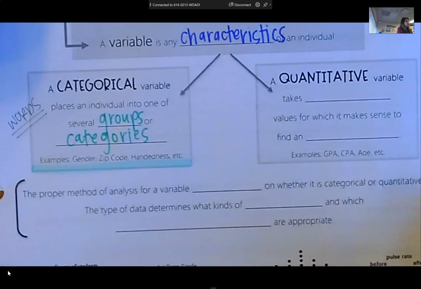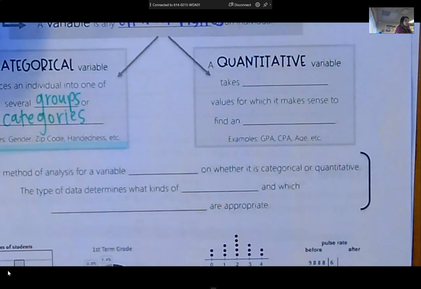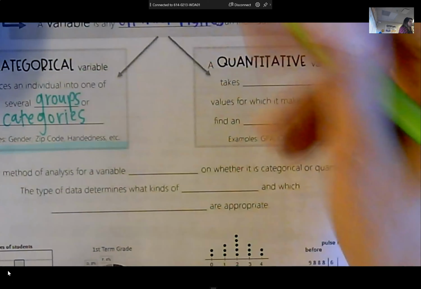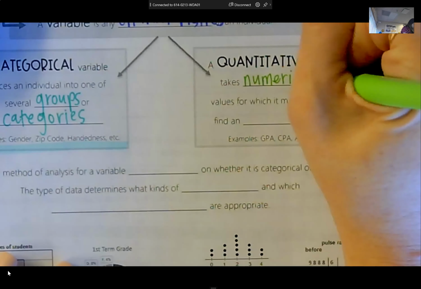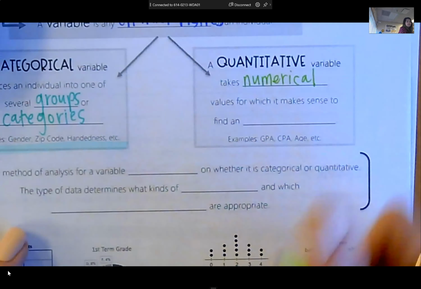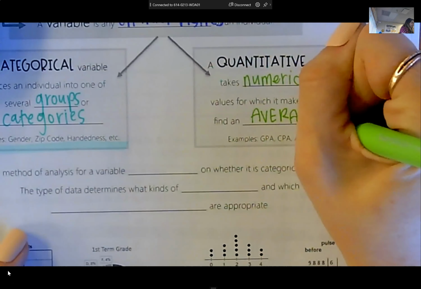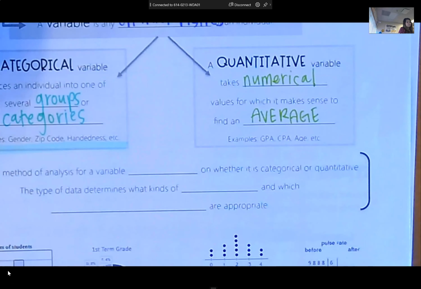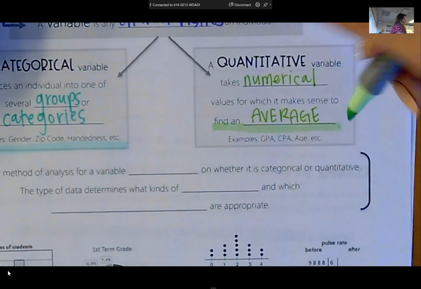Quantitative variables are numbers. A quantitative variable takes numerical values for which it makes sense to find an average. And that is the key on this particular kind of data. You can find an average.